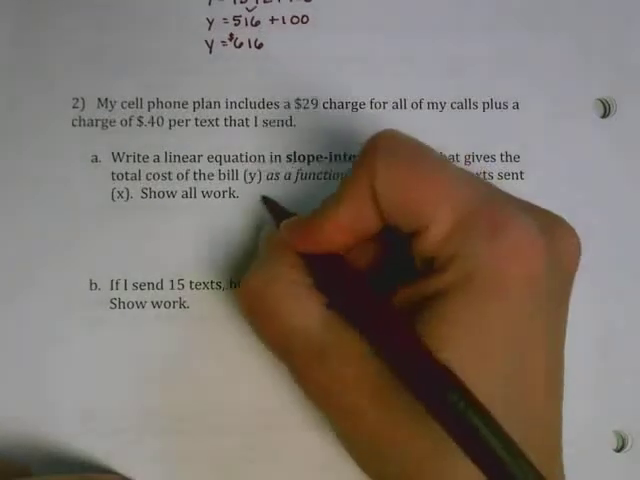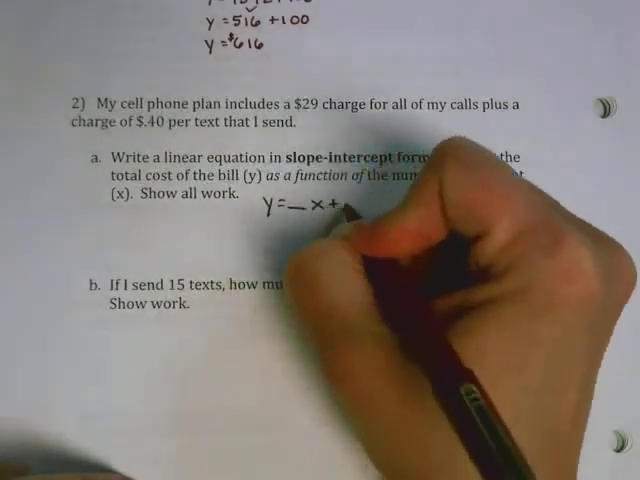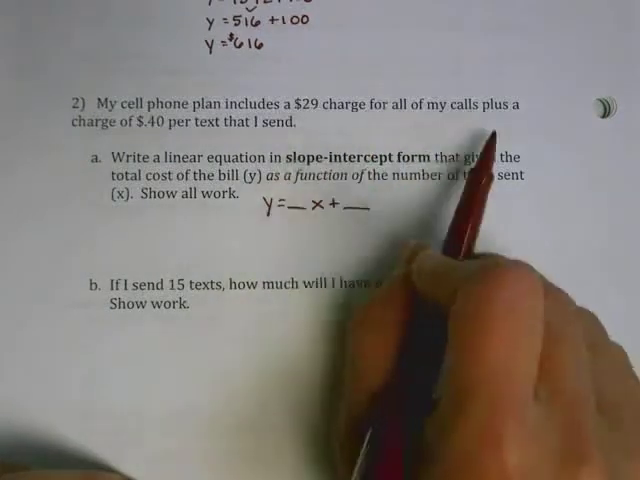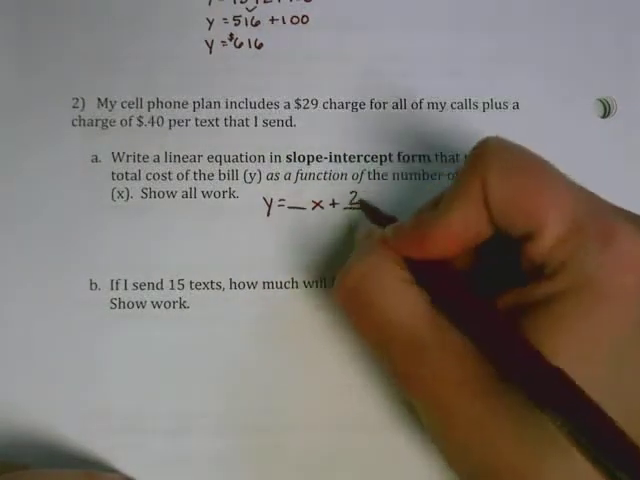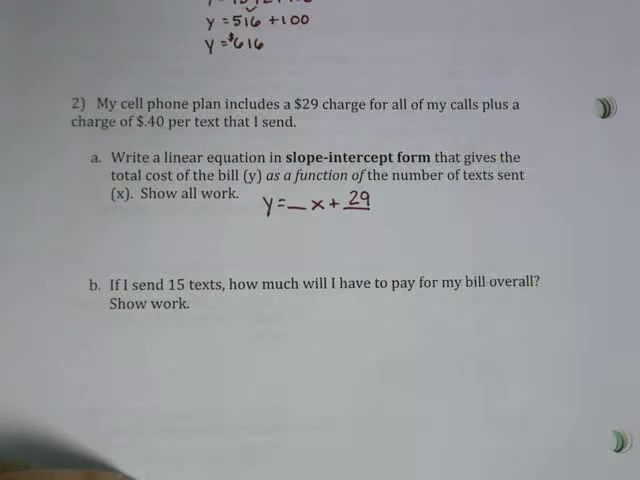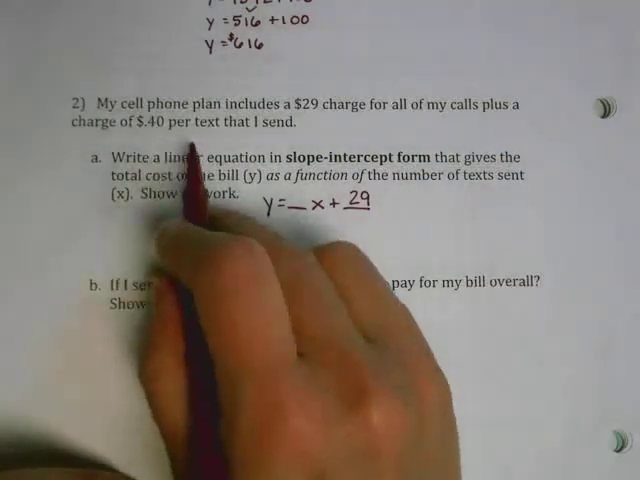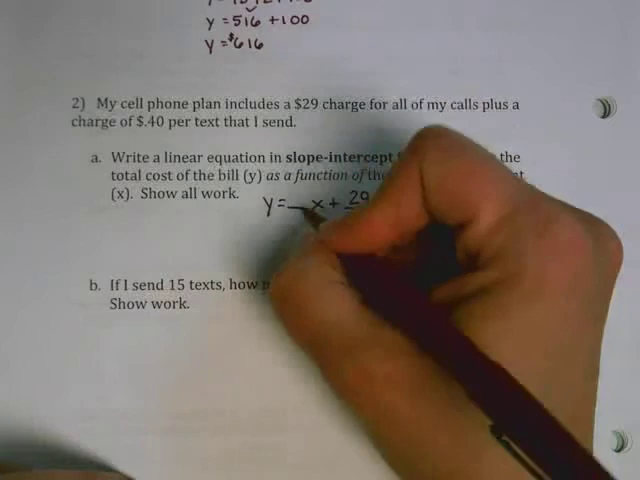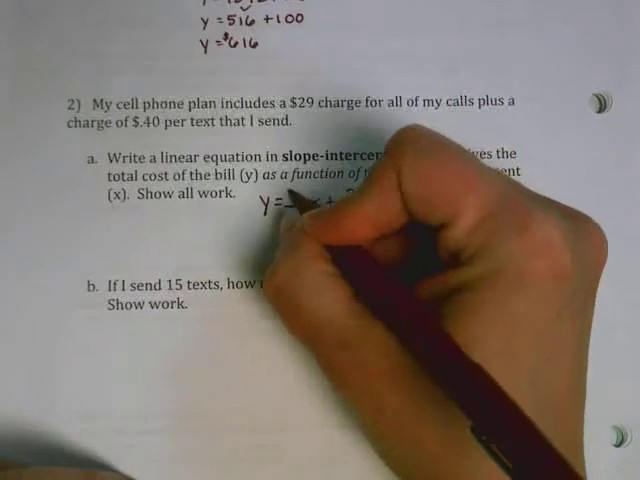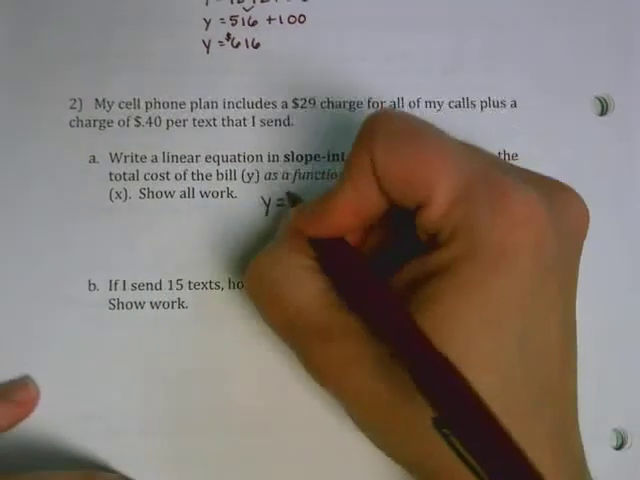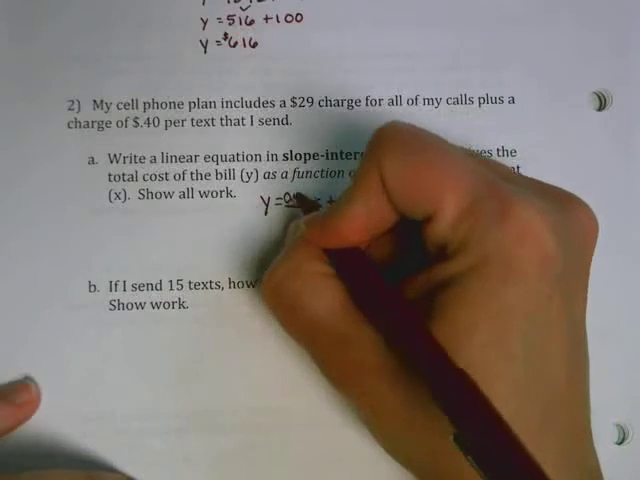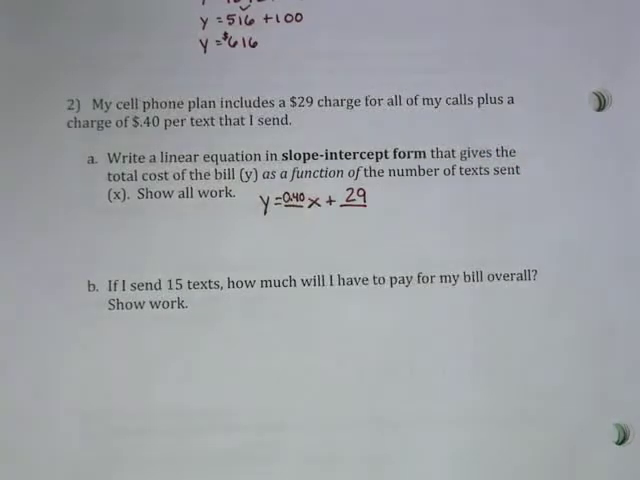All right, so we want a slope-intercept form, y equals mx plus b. What do we know? A $29 charge for all the calls total. So $29 doesn't depend on anything else, but it's 40 cents per text. So I'm supposed to write a function of the number of texts that I send. So that's my x. So did I say $40? 40 cents? $40 per text would be a lot. 40 cents per text, so 0.40 per text.